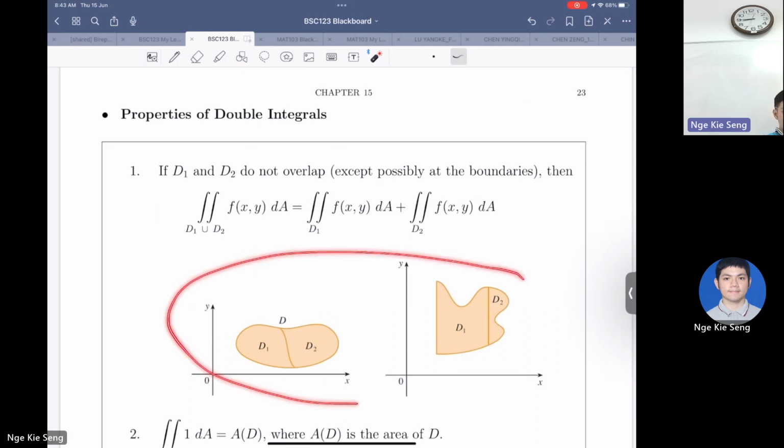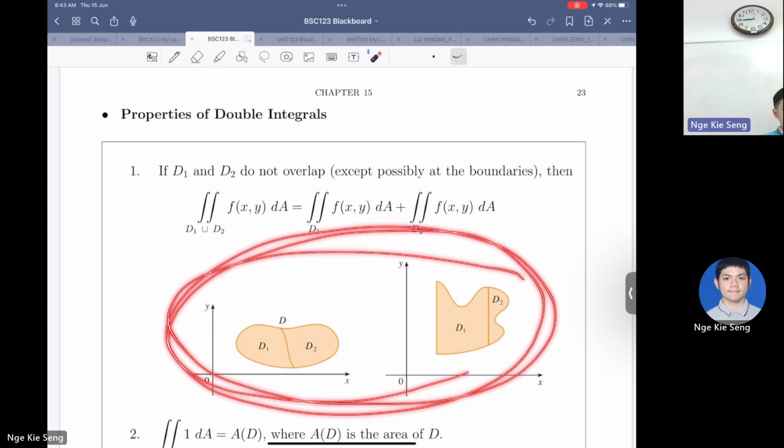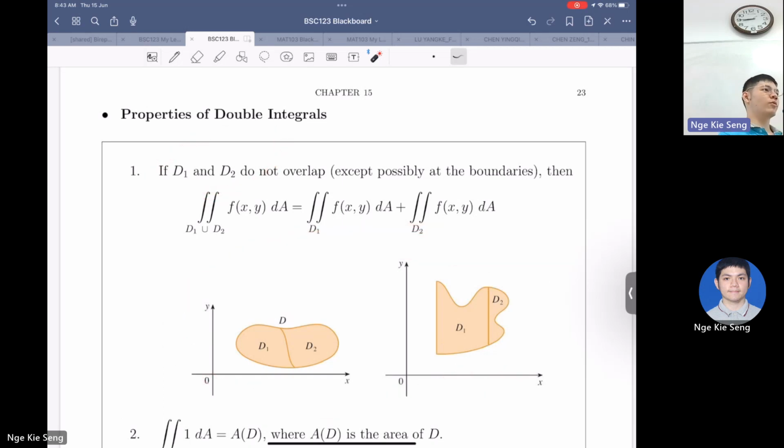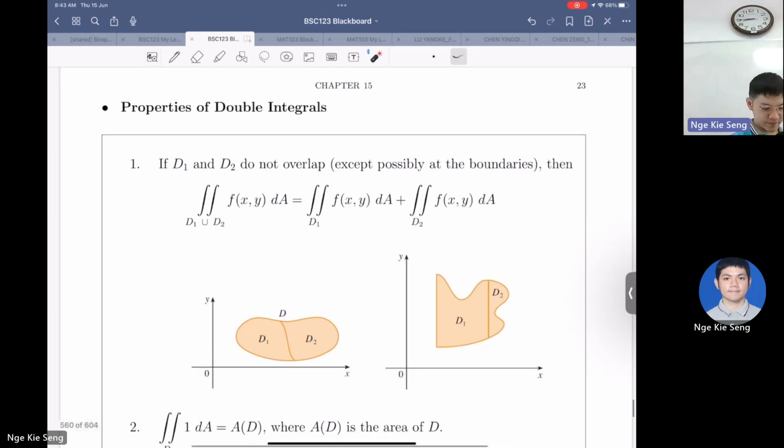Okay, so actually we keep using this already. If the two domains don't overlap, we can just do integration domain by domain. Just now we already did this, right? We split the domain into two and then we add them up. So this is possible. You are allowed to do this.